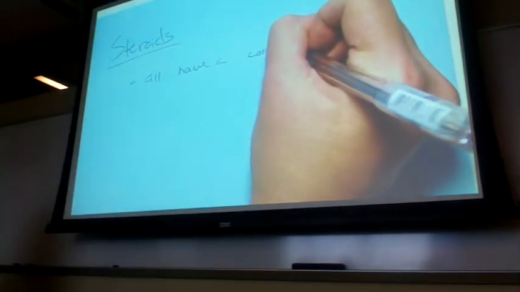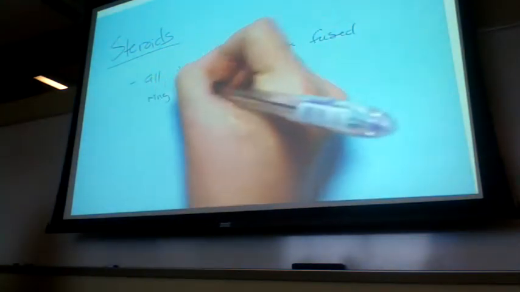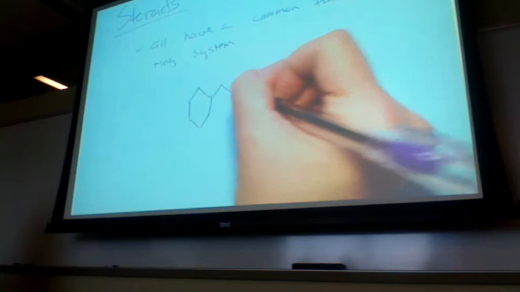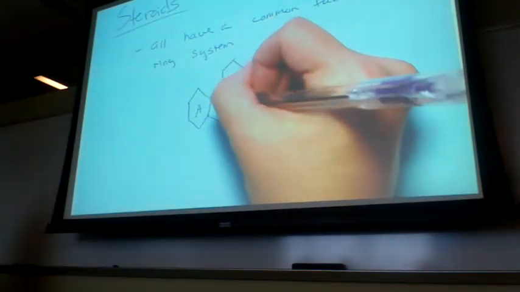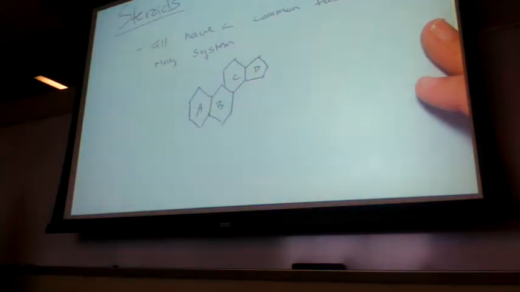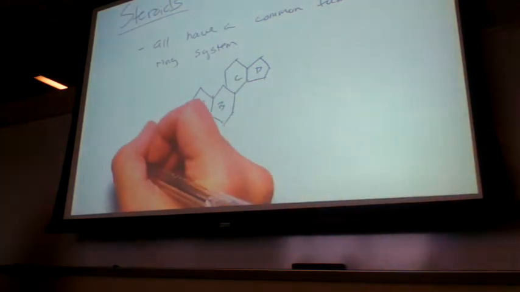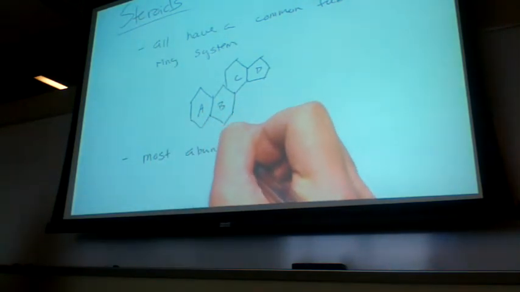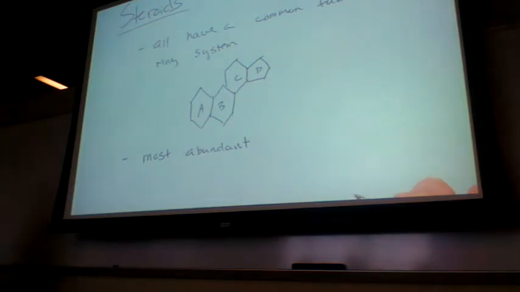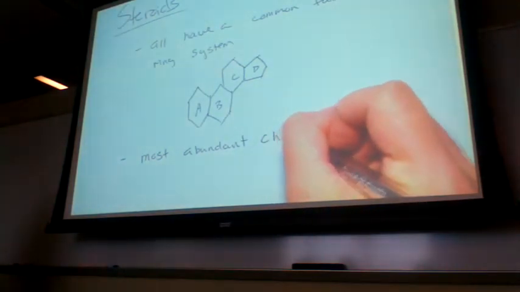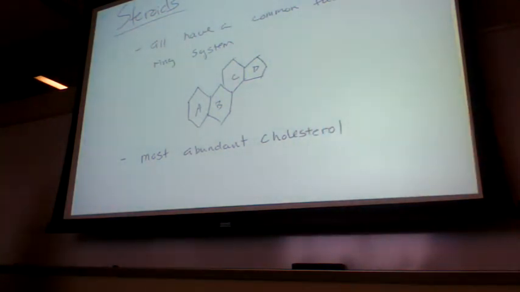Steroids! Okay, another type of lipid. These all have a common fused ring system. It's three 6-membered rings, and they're labeled A, B, C, and D. The most abundant is, heard that from your reading? Cholesterol. Cholesterol is our favorite steroid, and it gets a bad rep.